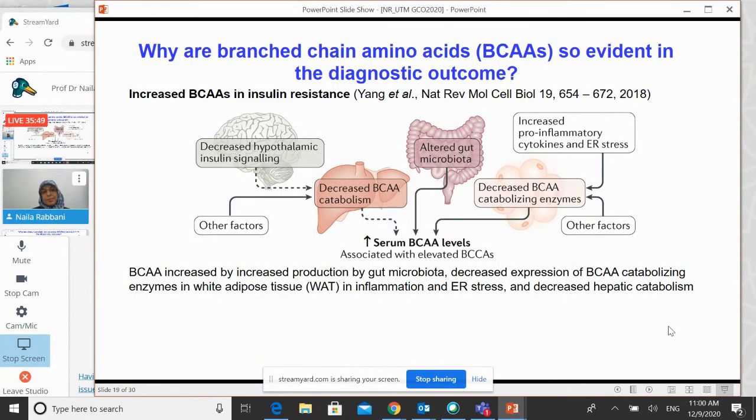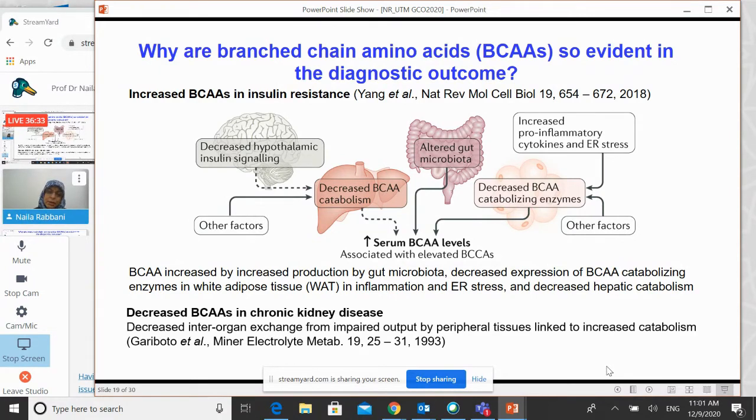So why are branched-chain amino acids so evident in the diagnostic outcome? The reason for that is that branched-chain amino acids are increased by increased production by gut microbiota, decreased expression of BCAA catabolizing enzyme in adipose tissue, in inflammation, and ER stress, and decreased hepatic catabolism. So that is the reason why BCAA were picked up as the best feature in the algorithm. So that's where it was increased.